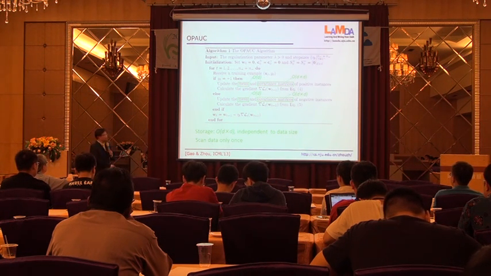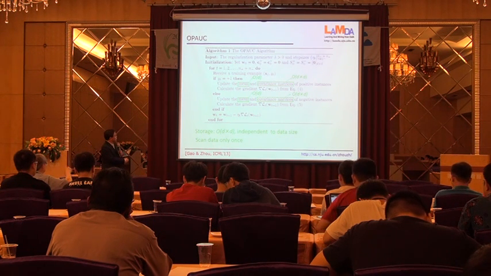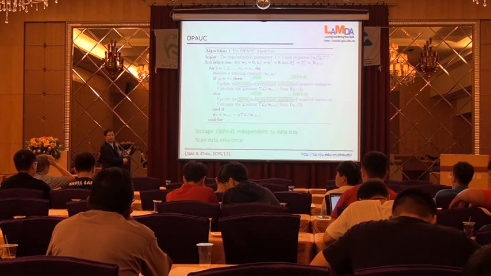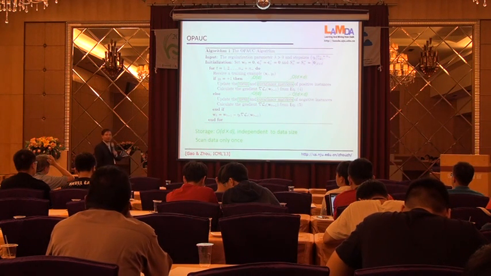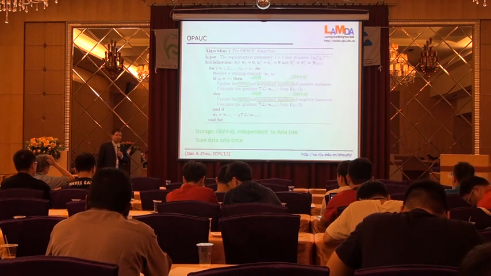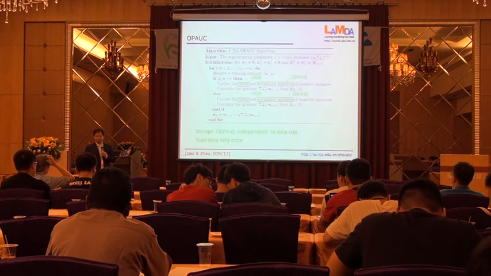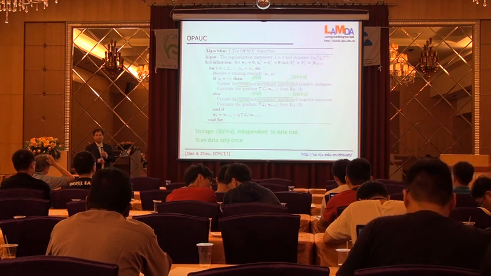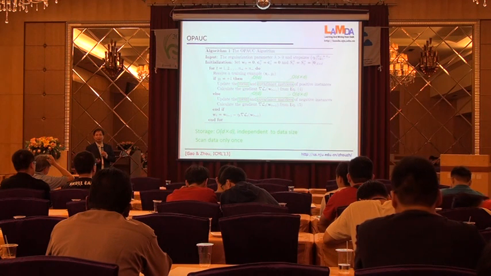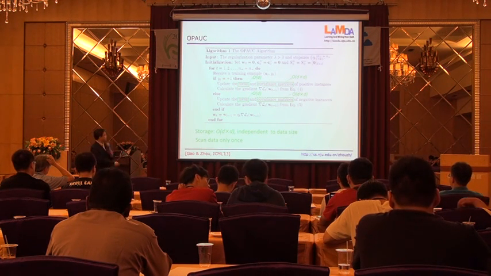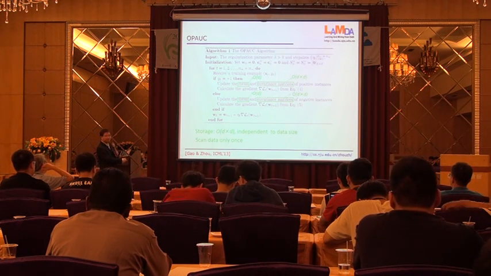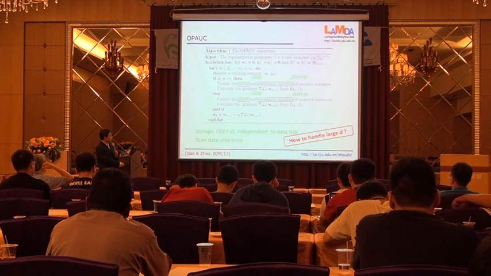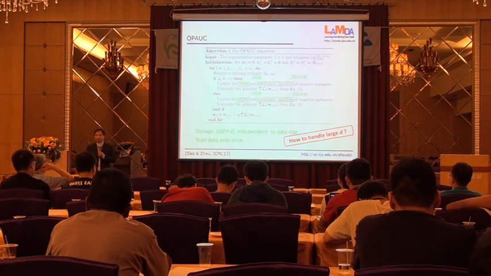But in order to make this algorithm very practical, we still want to address one issue. The storage is still related to the feature number D. In many applications, D is not very big, for example 1,000 or 2,000 features. But in some applications, for example in micro data, maybe you will have millions of features. Then D squared will still be very big. So we hope to handle large D.